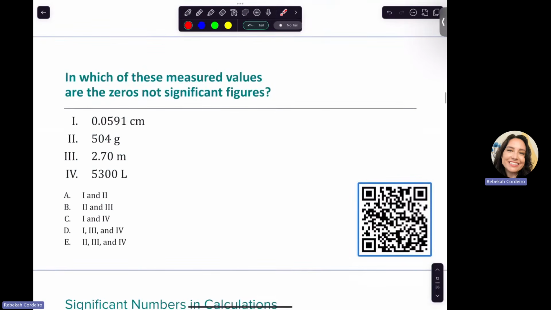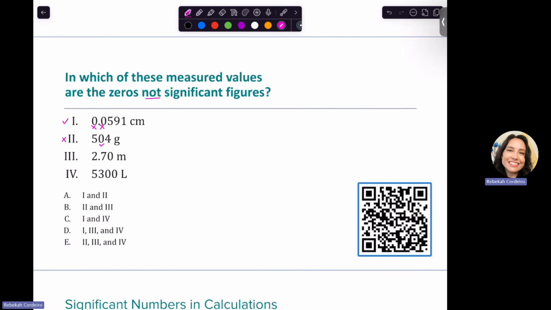So why don't you pause and answer this question? Which of the measured values have zeros that are not significant? So hopefully you paused and you tried it. This zero and this zero are not significant. So not significant, not significant, which means number 1 is an answer. This zero is significant. It's a sandwich. So number 2, not an answer. We're looking for which ones show zeros that are not significant.